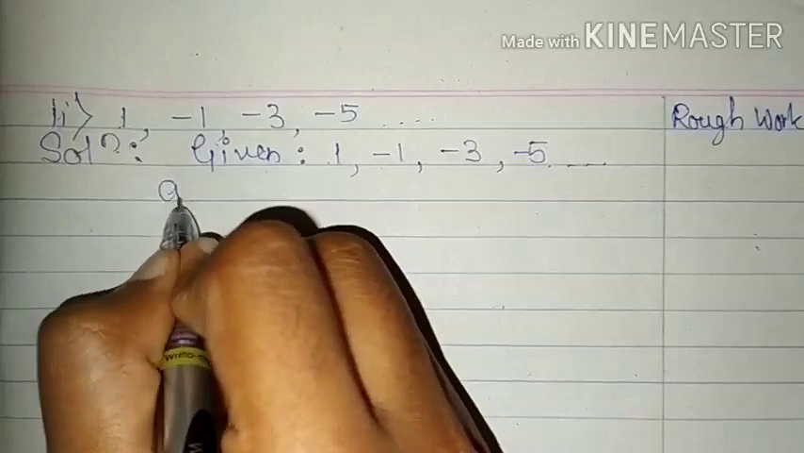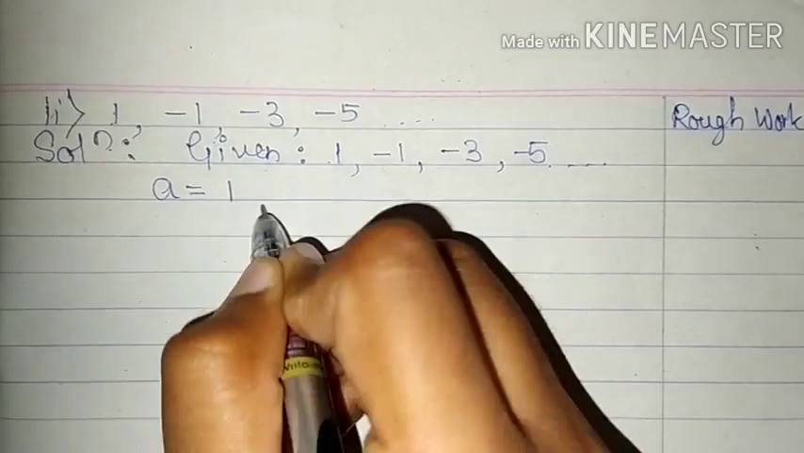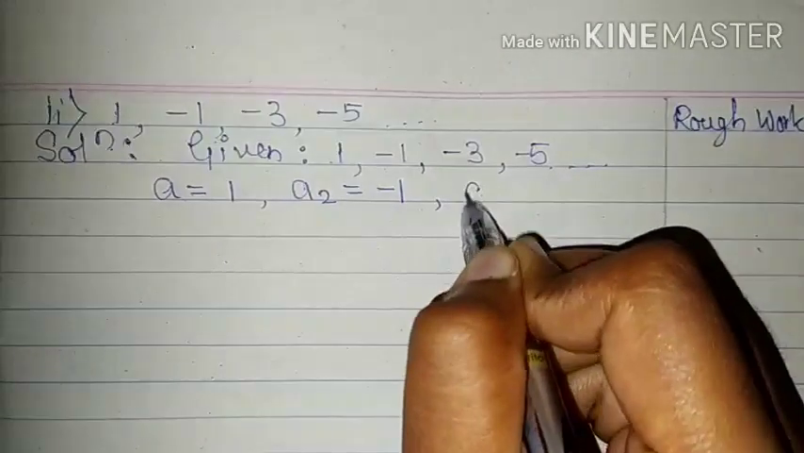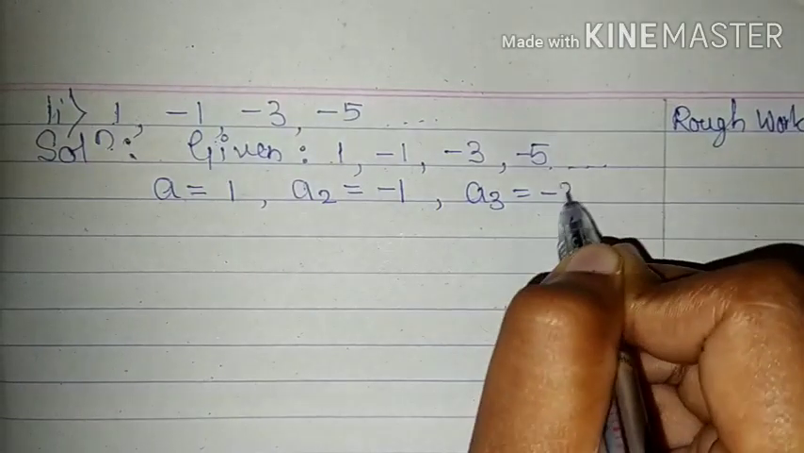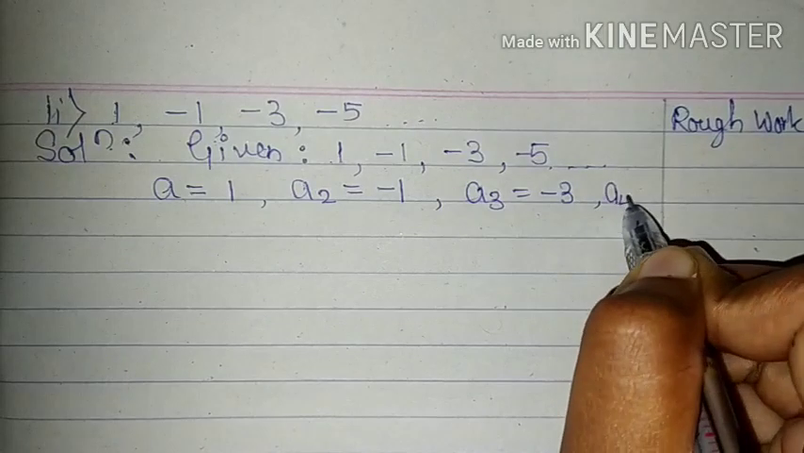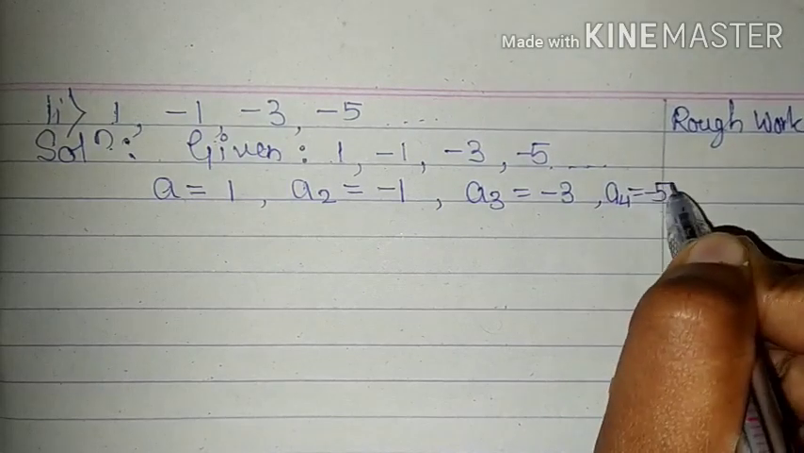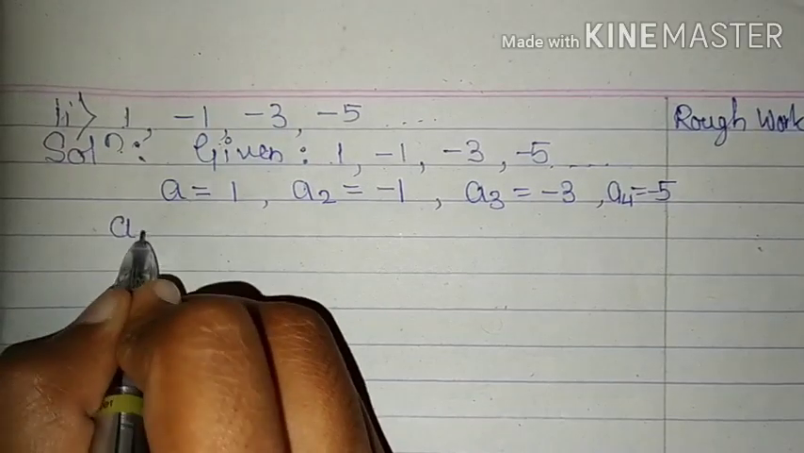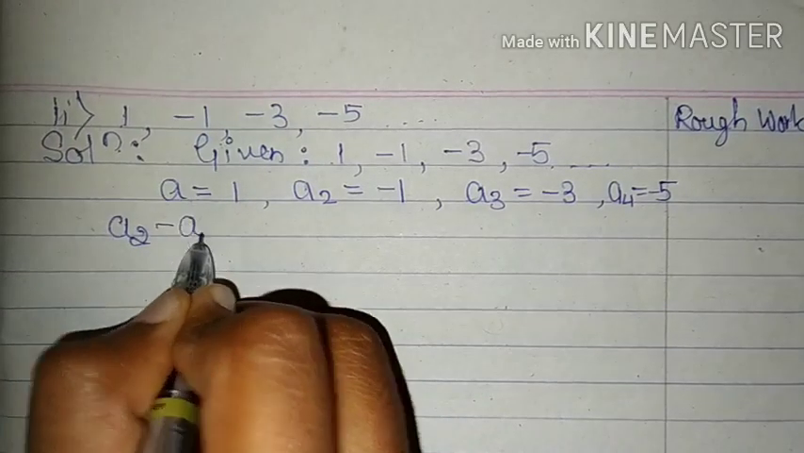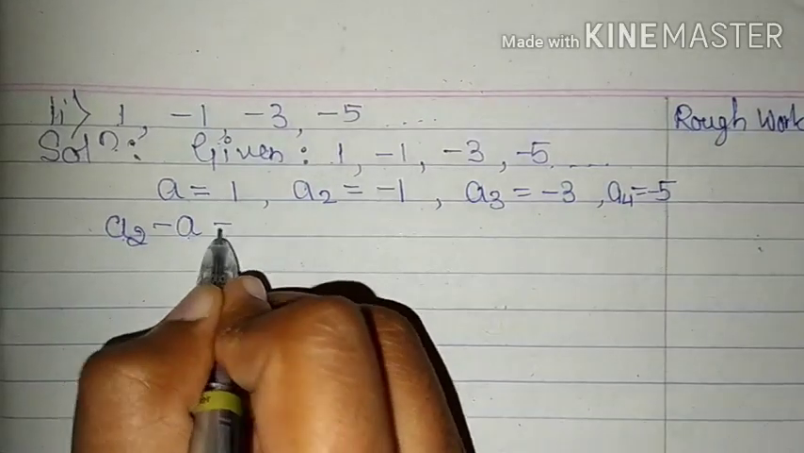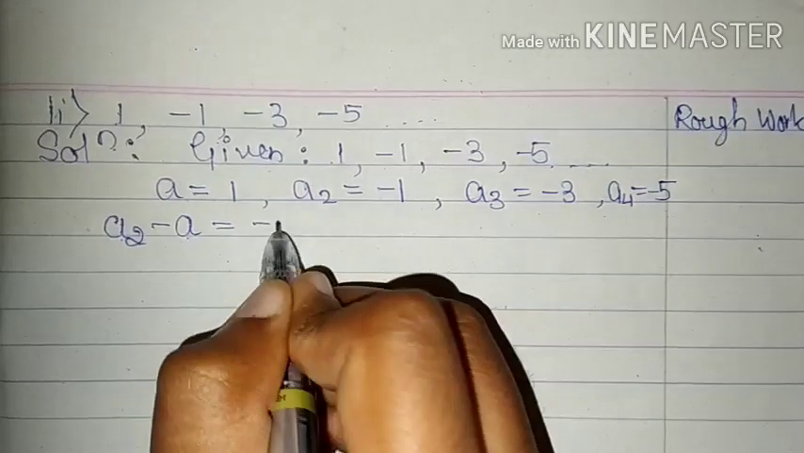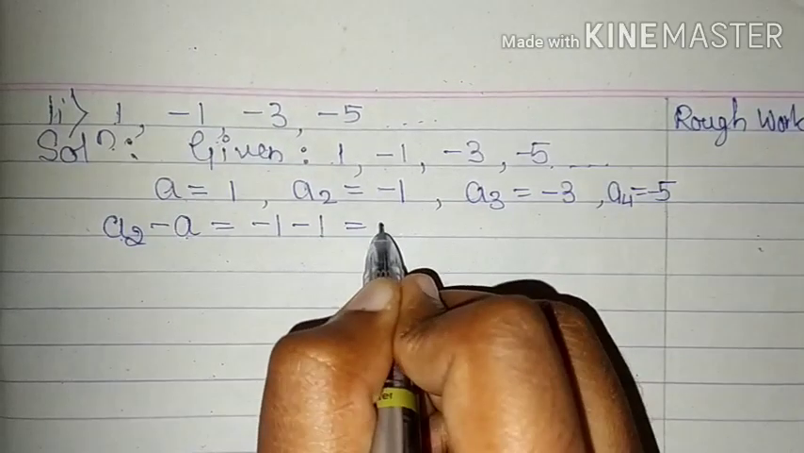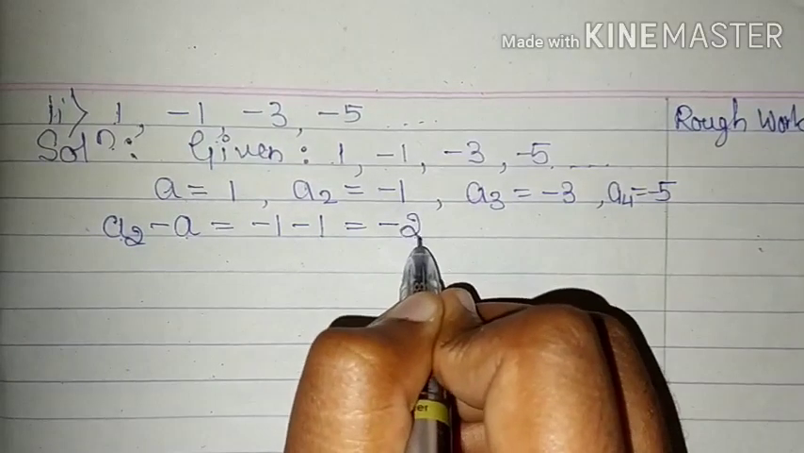Now A1 is equal to the first term 1, A2 is equal to minus 1, A3 is equal to minus 3, A4 is equal to minus 5, right? So now let us find out whether the difference is constant. A2 minus A1, that is A2 is minus 1, A1 is 1. So we have the answer minus 2.